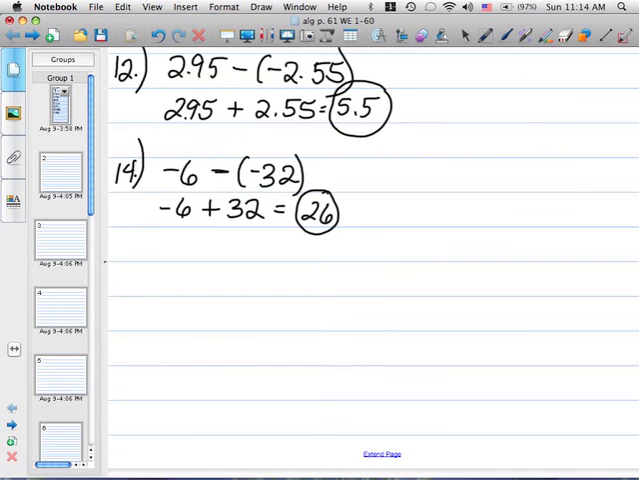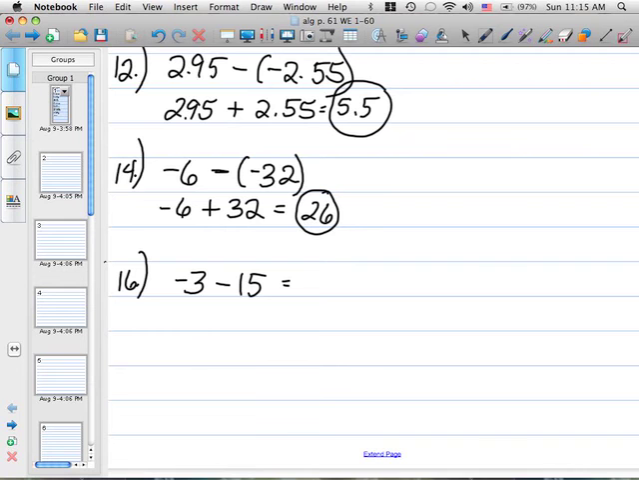Problem number 14, the problem says negative 6 decreased by negative 32. We're going to translate that to a math problem. Negative 6 decreased by minus a negative 32. Change it to addition. The signs are different, so we subtract, we get 26, and there's more of the positive 32, so the answer is 26.